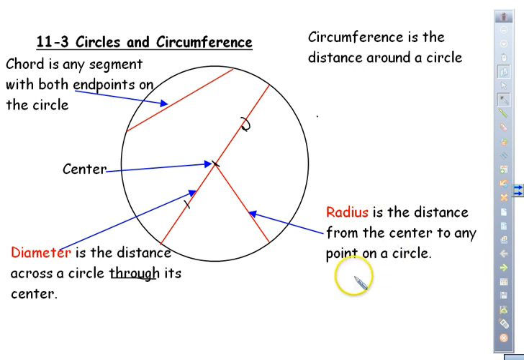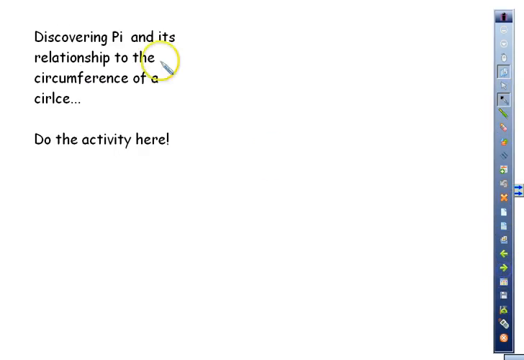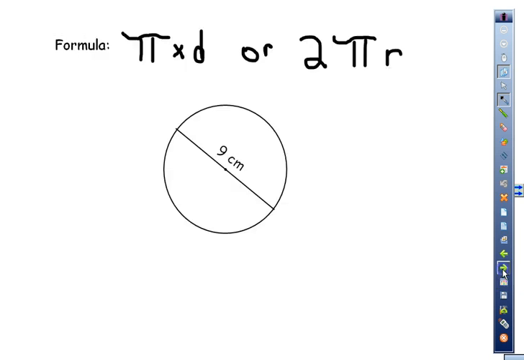So we'll be talking a lot about that in the next week or so, dealing with circumference, which is today, and we'll talk about the formula that we use for that. And then we'll also be talking about the area of the circle, and we'll need the radius for that. Tomorrow in class we're going to talk about discovering pi and its relationship to the circumference of a circle. We're going to do the activity tomorrow, so you'll get to see that.